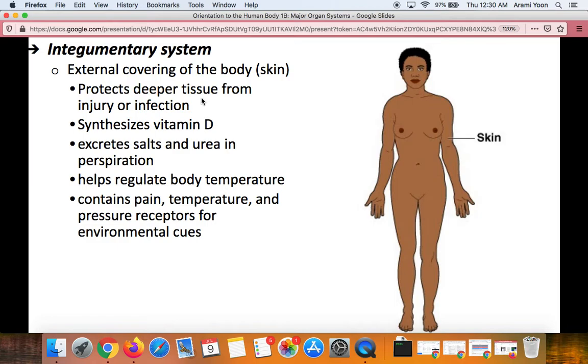It also excretes salts and urea, which is toxic waste, when you sweat or perspire. The skin, by sweating, also can help you regulate your body temperature, sweating when you need to cool down, shivering when you need to warm up. And then there are also pain, temperature, and pressure receptors in the skin so that you can learn about your environment.